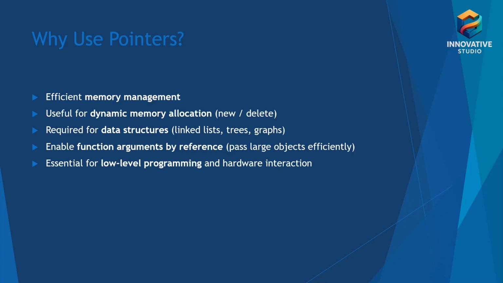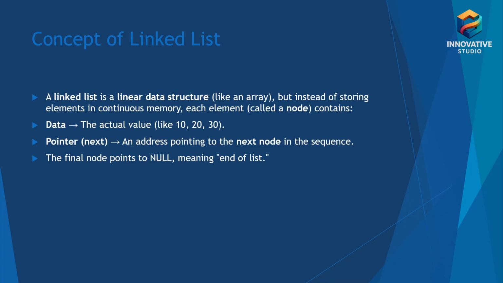You know there are two types of variables that can be defined: one is the value type and the other is the reference type variable. A pointer has the ability to store all these variables, so using that you can manage memory efficiently. Essentially, for low level programming and hardware interaction, you can use pointer variables. These are the uses of pointers.